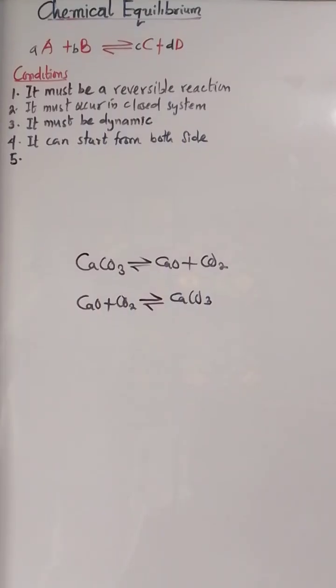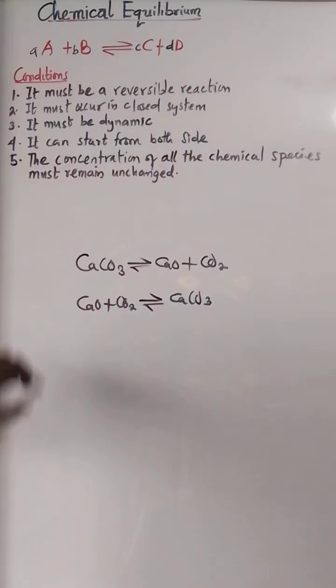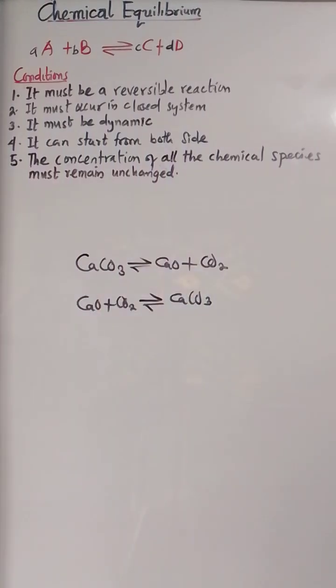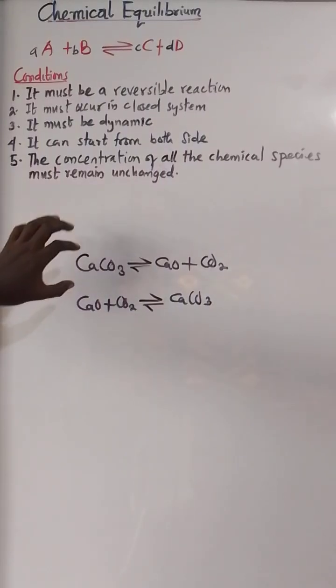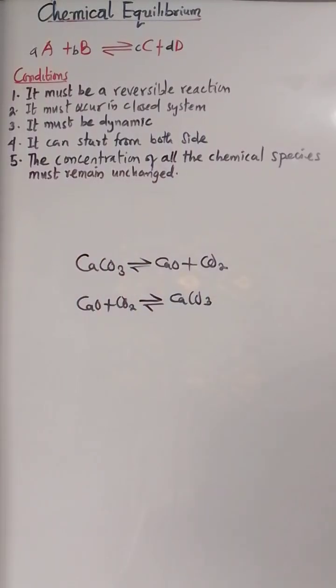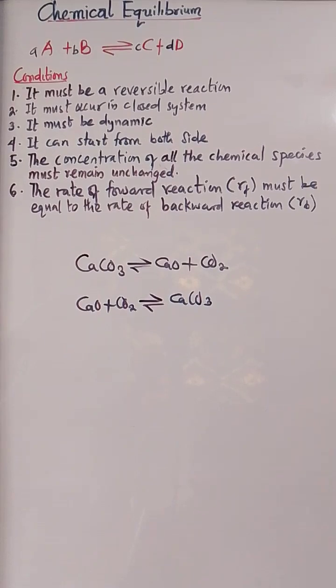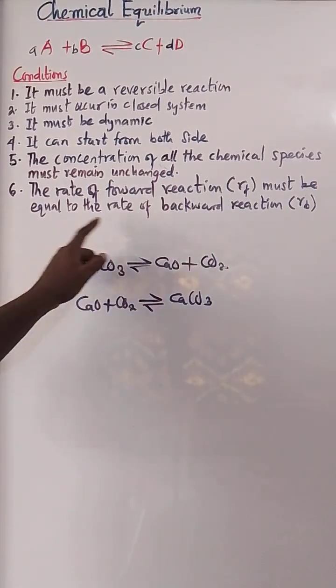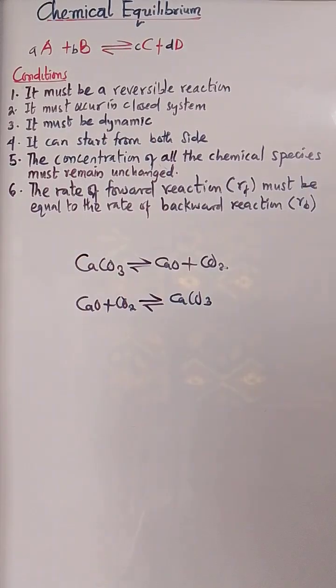Chemical equilibrium. The fifth point is that the concentration of all these species should be constant throughout. So it means the concentration of calcium carbonate, calcium oxide and CO2 should be constant, same as their pressure for gases. And the last point, which is the most important point: the rate at which the reactant forms the product must be equal to the rate at which the product forms the reactant. And from there we get our definition. So the rate of forward reaction, meaning reactant to product, must be equal to the rate of backward reaction, the reverse direction.